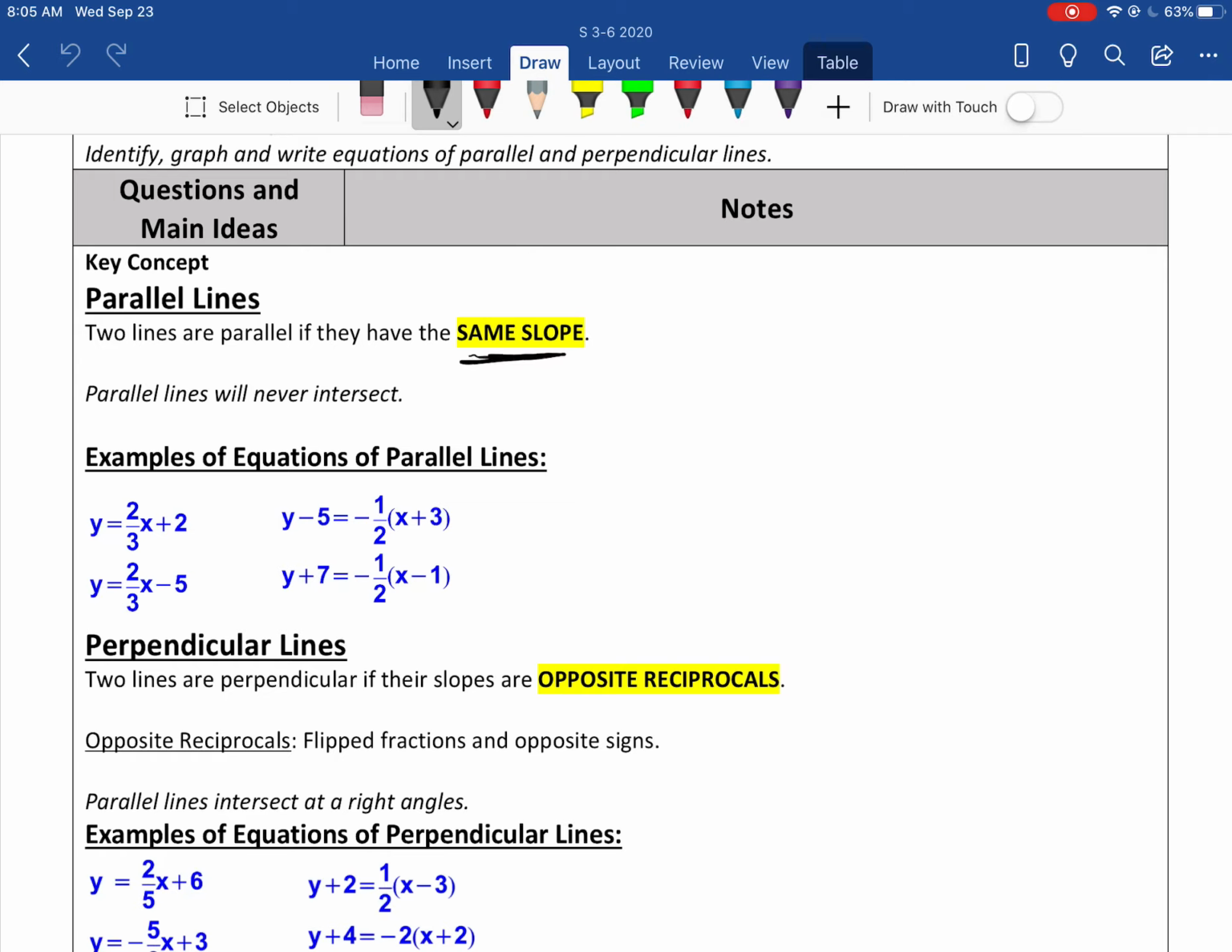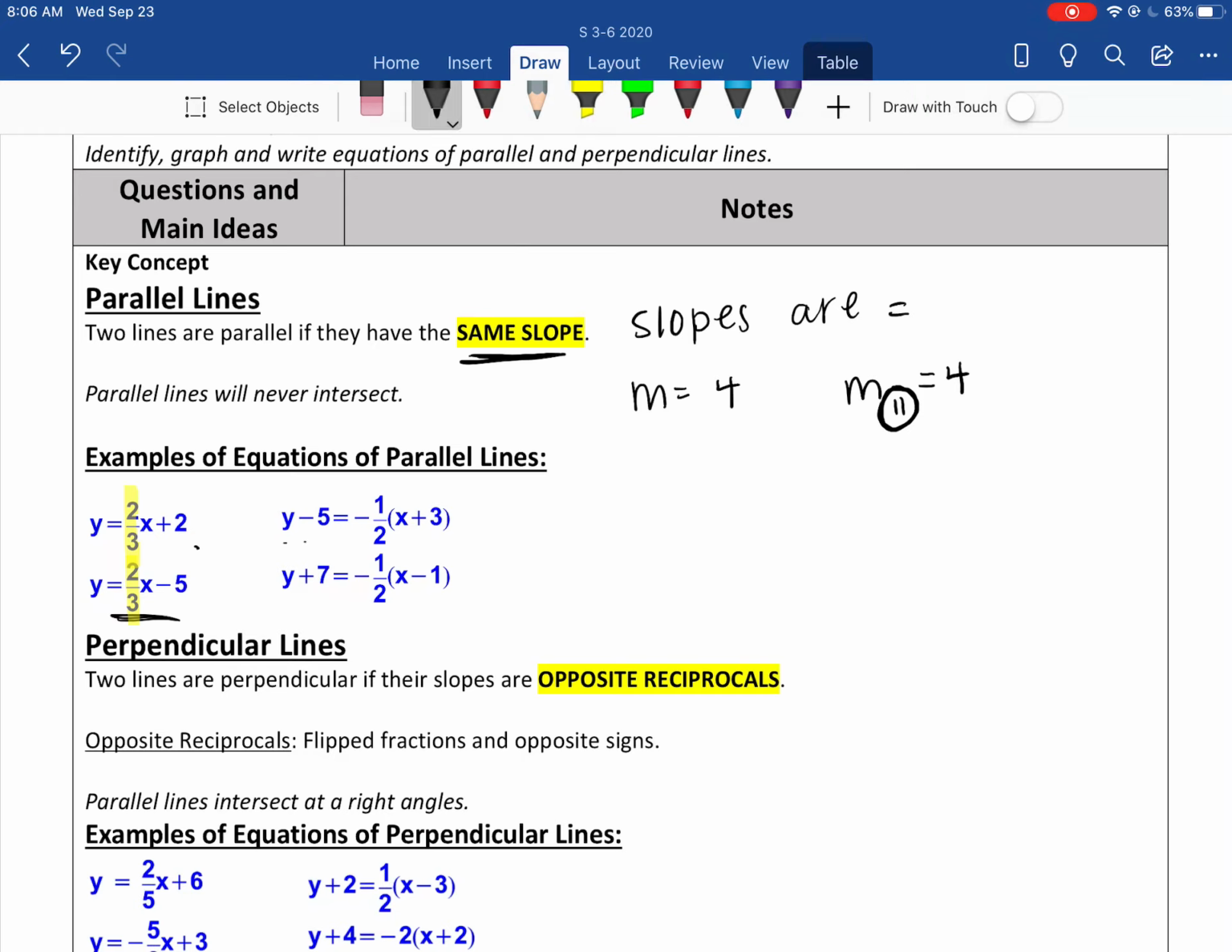So super important with parallel lines: if two lines are parallel, then they have the same slope. So that means their slopes are equal. Meaning if the slope of one line is 4, then the slope of the parallel line is also 4. So you're going to see me use this symbol to write the slope of the parallel line. For example, this equation y = 2/3 x + 2 is parallel to this equation y = 2/3 x - 5. They have the same slopes, but they don't have the same y-intercepts.